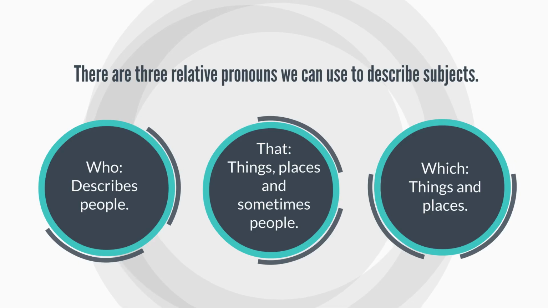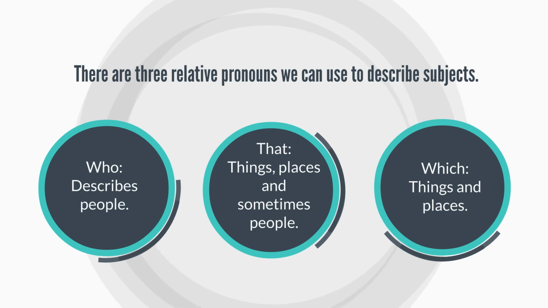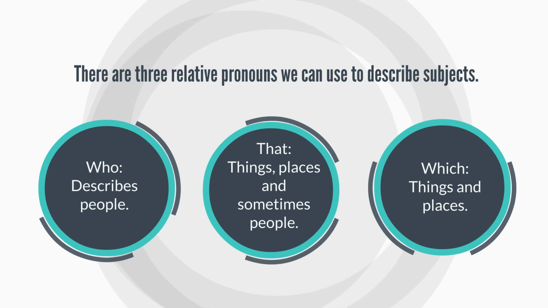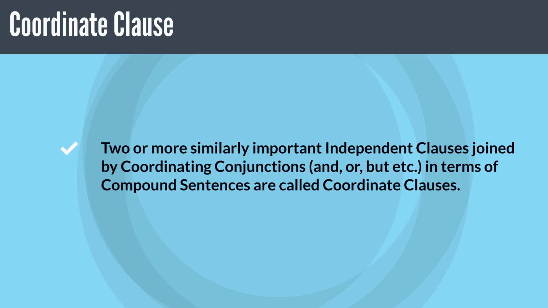There are three relative pronouns we can use to describe subjects. Who describes people. That, things, places, and sometimes people. Which, things and places. The man that was from Spain bought the house next to mine. The house, which is next to mine, was sold yesterday. The dog that bit my sister was mad.